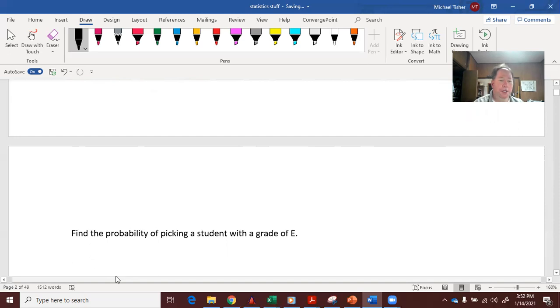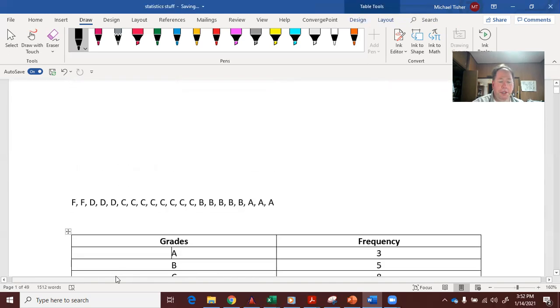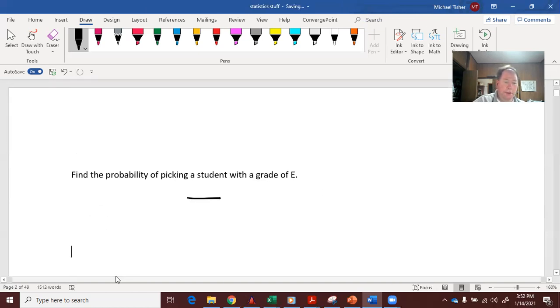So to get the answer again, just make a fraction line. And this time in the numerator, we want to put how many students have a grade of E. Well, if you recall, according to the table, there's no students with E, is there? And so it's going to be 0 over a total of 21. 0 over 21 is 0. So the probability of picking a student with a grade of E is 0. That just simply means that it's impossible to find a student with a grade of E. And so if the probability of an event is 0, that means that event is impossible.